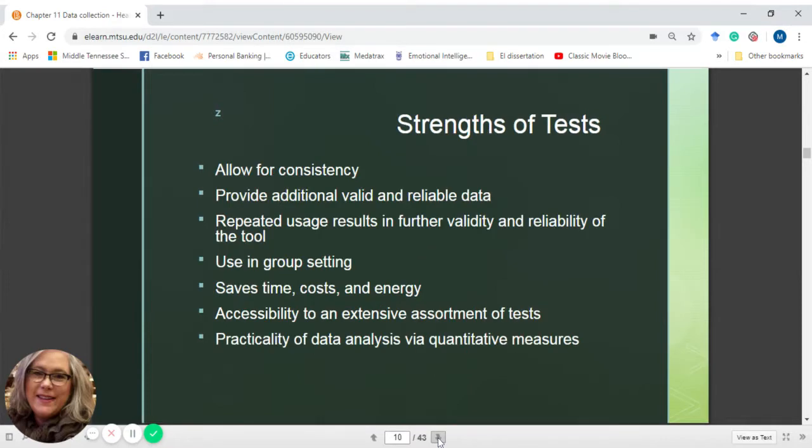We have strength of testing. We get consistency. We have a high rate of validity and reliability with the data. We use it in a group setting. Multiple people can take it at the same time. We have access to different types of tests and those kinds of things.